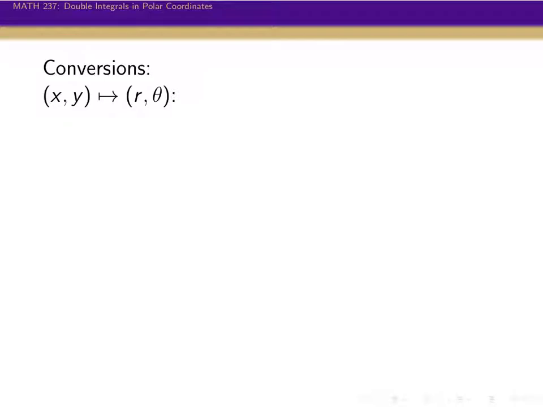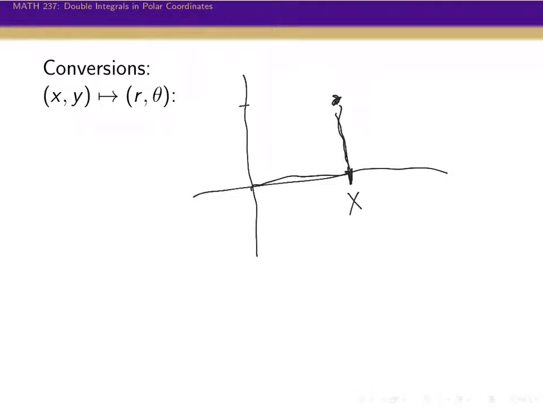Okay, so let's talk about conversions. What if you know your point in terms of x and y and you want to figure out what it is in terms of r and theta? So we have some point up here. We know what its x value is, and we know what its y value is. And we want to be able to figure out what this is in terms of r and theta. Well, in all of this, we're just going to be basically completing a triangle.